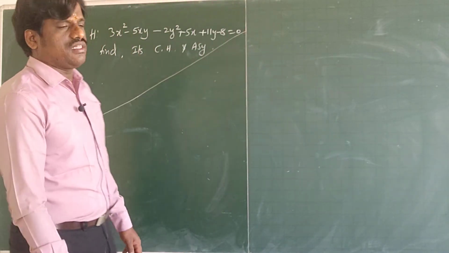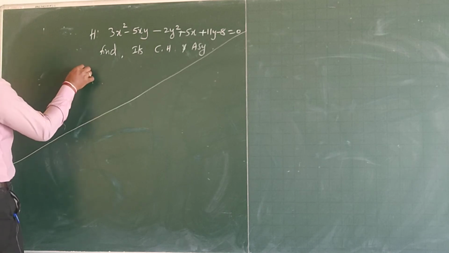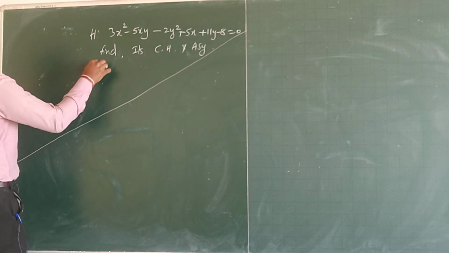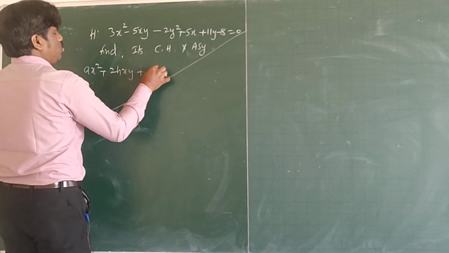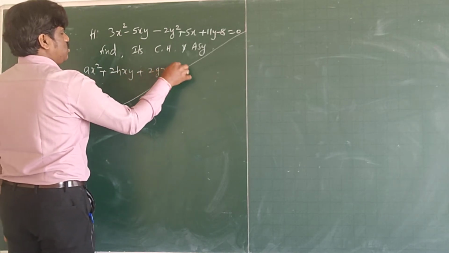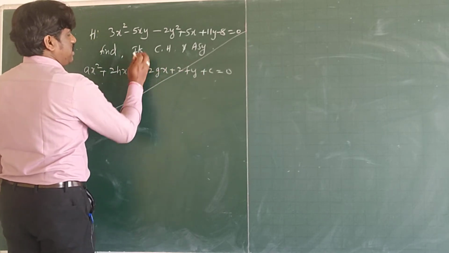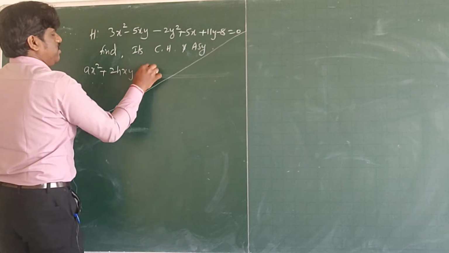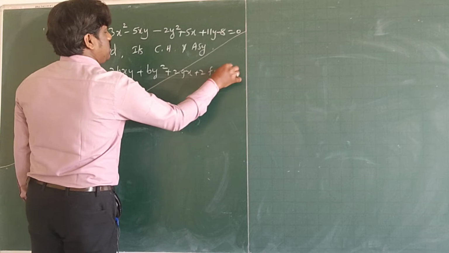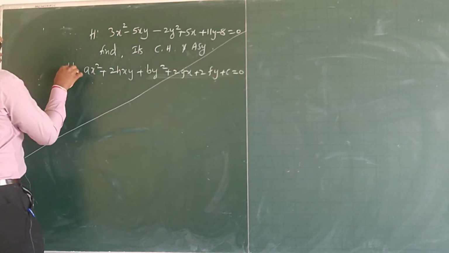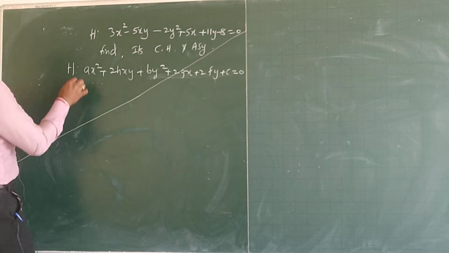If you want to find this, what you have to do here: the hyperbola equation is ax square plus 2hxy plus by square plus 2gx plus 2fy plus c is equal to 0. This is the general hyperbola equation. In the previous lecture I already explained this.